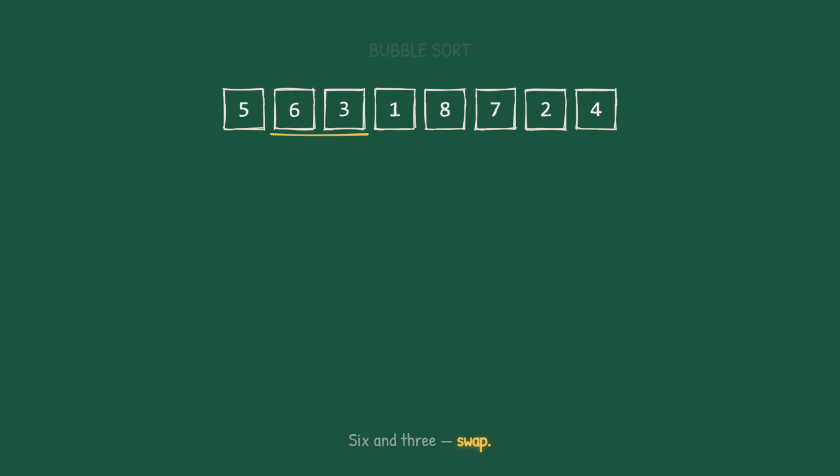6 and 3, swap, keep going. Compare neighbors, swap if wrong. But then 6 meets 8, and 8 is bigger. 8 takes over, winning every comparison, sliding all the way to the end. The biggest number just floated to the top, like a bubble rising to the surface. That's where the name comes from.